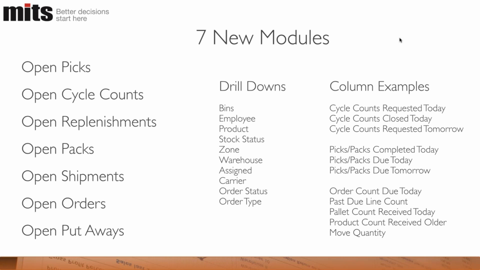But the cycle counts: requested today, closed today, requested tomorrow, into the future, picks and packs, right? The order count, line count, pallets to be put away that have been received and whether they've been put away, product count received, older than today, things like that, how many need to be moved, right, and replenishment. So you have the bins that they came from, the bins that they're going to, right, a lot of different ways to slice and dice this data.